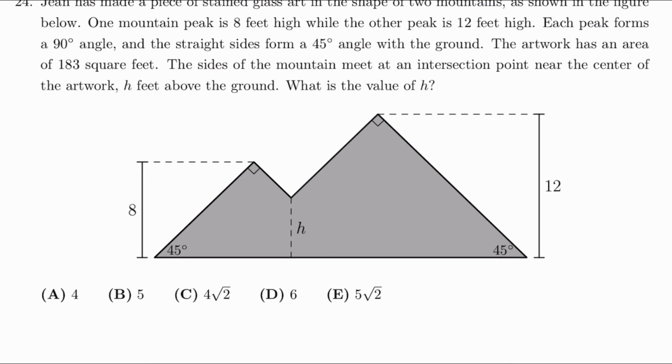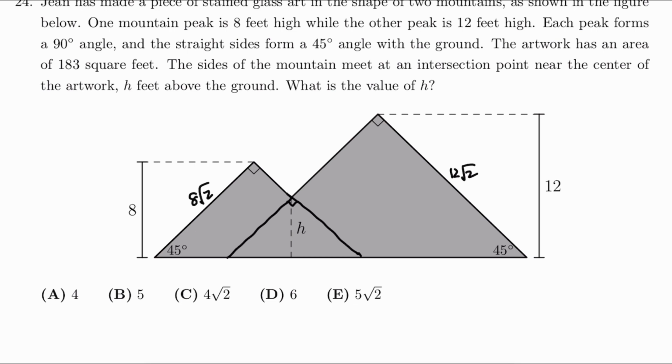So we can extend this part so that it reaches the bottom. And if it reaches the bottom, we can see, oh, this is 8, this is 8. So we have that this side is 8 root 2. Similarly, this side is 12 root 2 if you just do the Pythagorean theorem. Now, what do you do next?